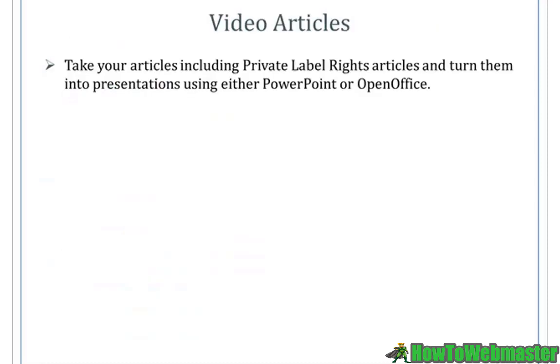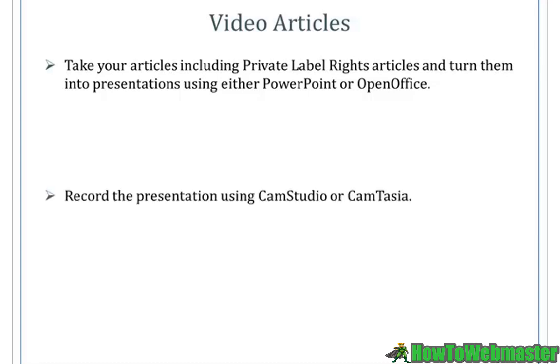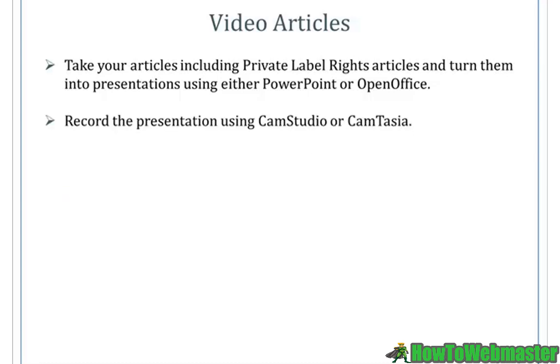Video articles. Take your articles, including private label write articles, and turn them into presentations using either PowerPoint or OpenOffice. This is a great thing to do with articles. Just basically do a video, maybe take the article, set it up on a PowerPoint presentation, maybe some bullet points, and then basically read the article and record it and submit it. Record the presentation using Cam Studio or Camtasia.